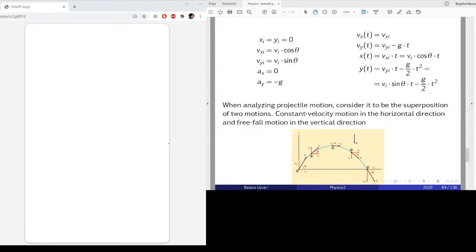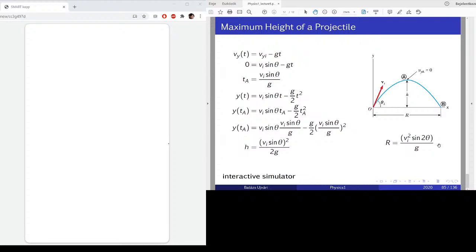How can we use this information? For example, let's calculate the maximum height of the motion. This is the point A, you can see there. We know v_y(t) equals v_y initial minus gt. When will we reach this upper point? When the vertical velocity becomes 0.